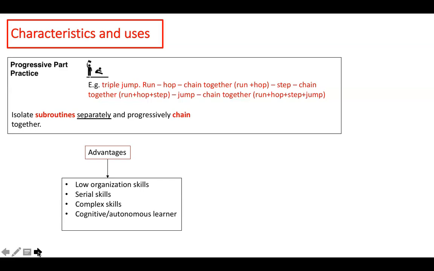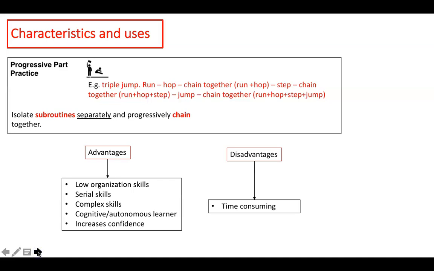But so will an Olympic athlete. An Olympic athlete, triple jump, isn't just going to practice a triple jump as a whole all the time. They will practice parts of it. They will practice their run and their hop, and then they'll chain that together. They'll practice their step, chain it together, then finally their jump and chain it together. So it's good for both. And it increases confidence. Disadvantage, time consuming.